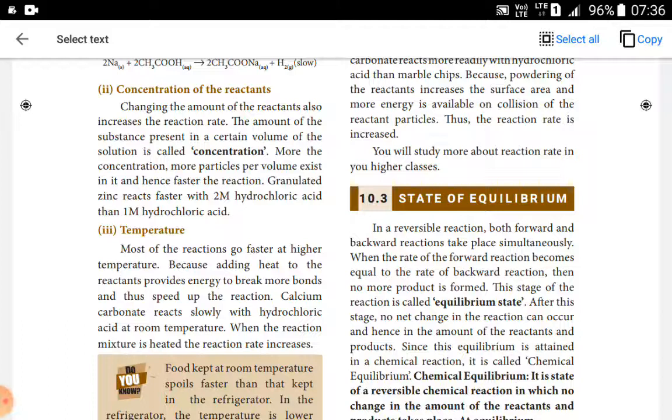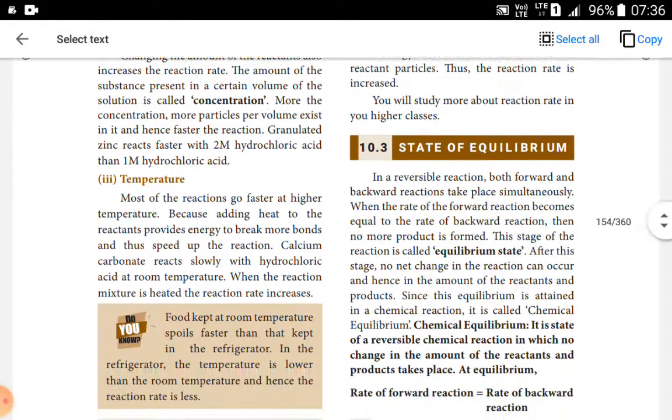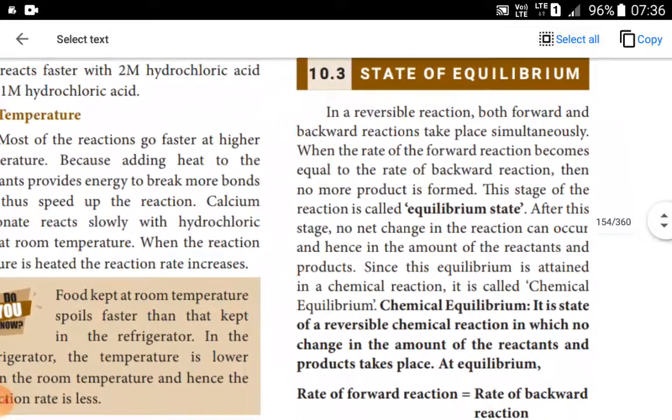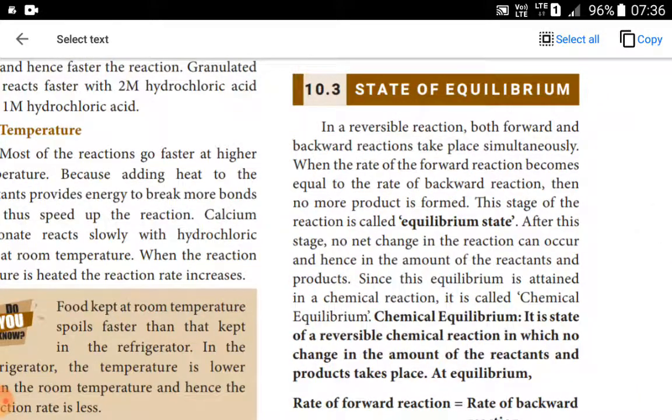Now we are going to study about the state of equilibrium. So what is called a state of equilibrium? See, it is nothing but a state of balance, or a stable situation. Opposing forces cancel each other out and no changes are occurring. So the opposing forces are cancelled, there will be no further changes taking place in the reactant and product. That stage is called the equilibrium state.